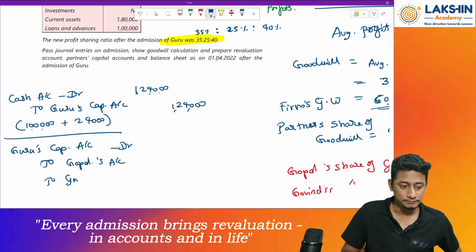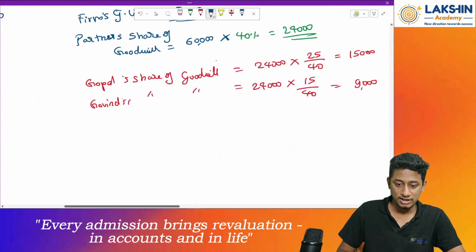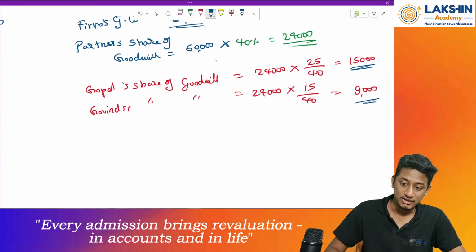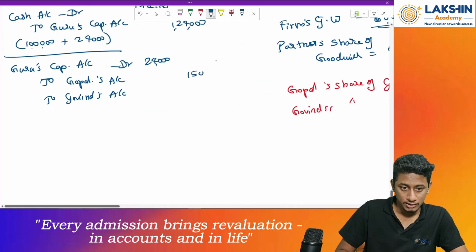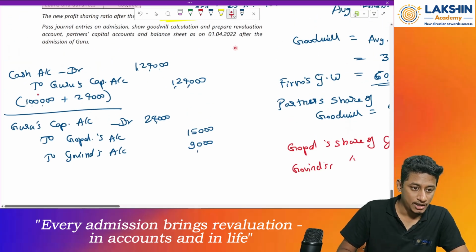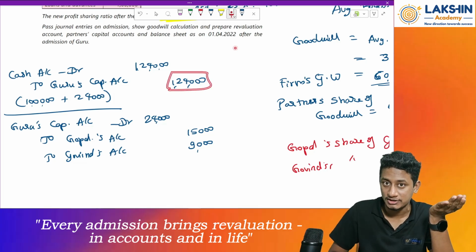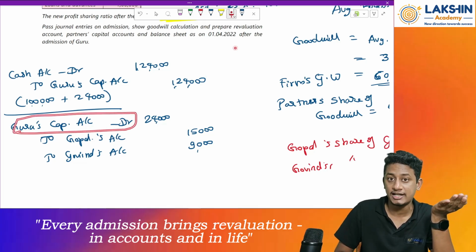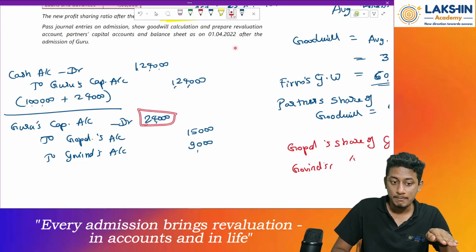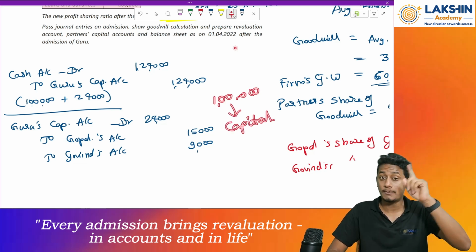So Guru's account debited to Gopal's account, to Govind's account. Govind's capital account. Okay, remember capital account. Okay, what are the ratios? So 24,000 for the goodwill, and over here the distribution was 15,000 and 9,000. Clear? See, Guru's capital account was credited. That means the capital balance was increased by rupees 1,24,000. But then I debited Guru's capital account once again. That means I am reversing the capital account by rupees 24,000. That means what is the net amount remaining? Rupees 1 lakh. This will go towards Guru's capital in the balance sheet.